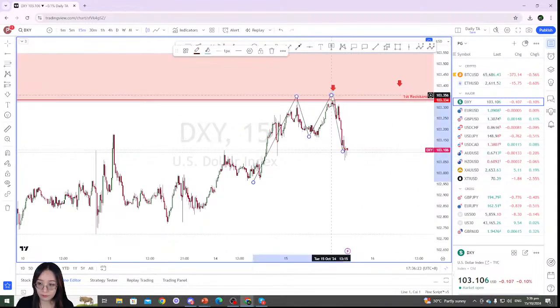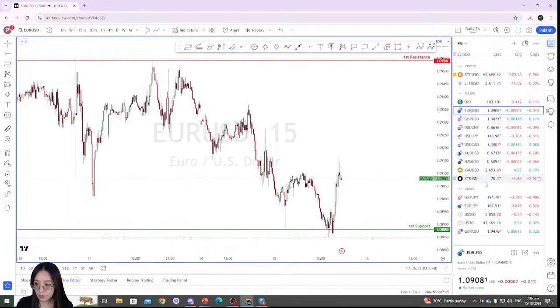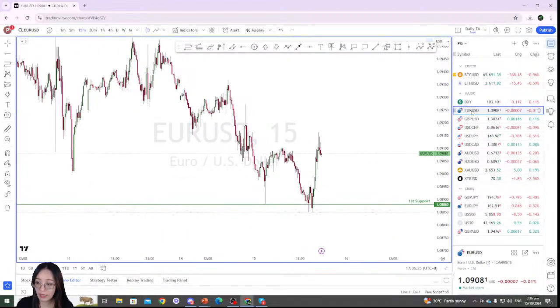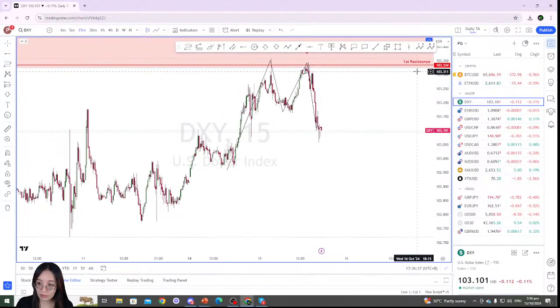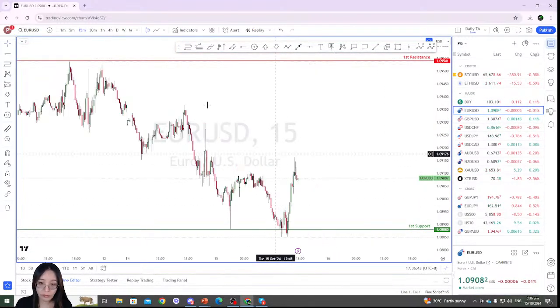For the correlation, we already know that if the dollar is falling, at the resistance level, EUR/USD, GBP/USD or gold will be rising. Meaning that if the dollar is at the resistance level, EUR and GBP will be at the support level. That's why we buy gold or we buy the EU.